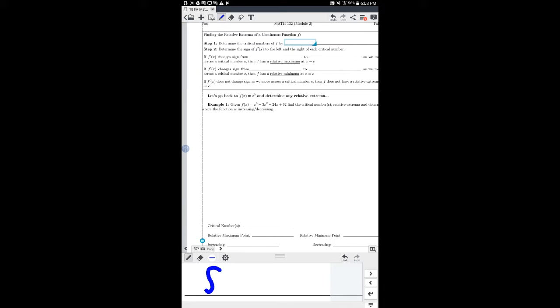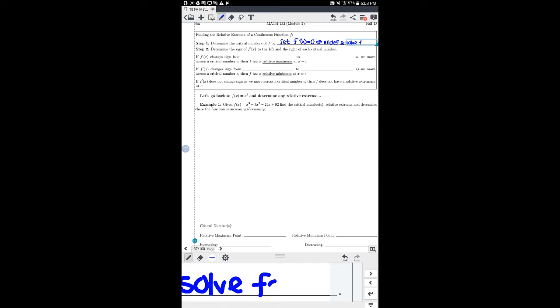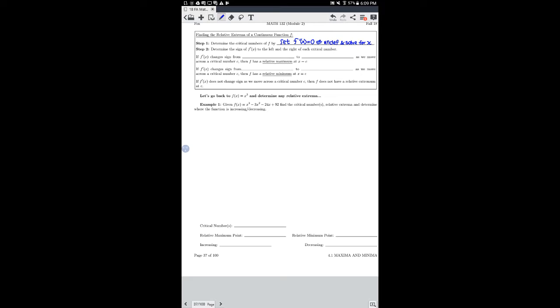We took f prime. I'm going to set f prime of x equal to 0 or undefined, and solve for x. So what that means is we want to figure out what x value makes it 0 or makes the denominator 0. Making the denominator 0 would make the derivative undefined, which is totally fine. That's going to help us find our critical numbers.